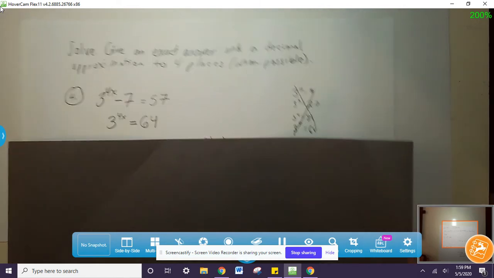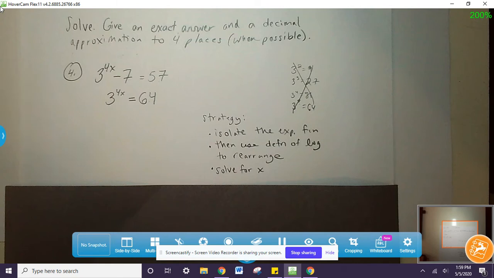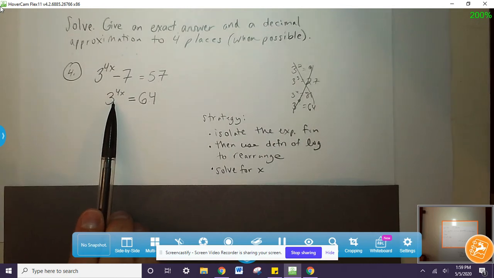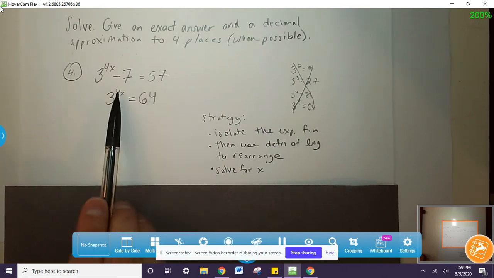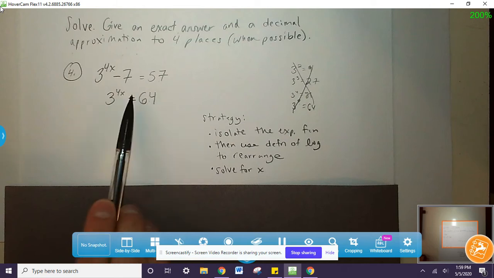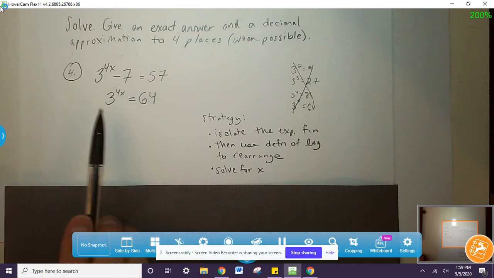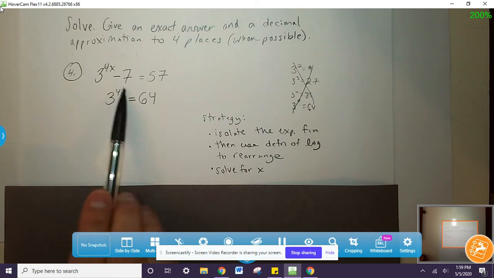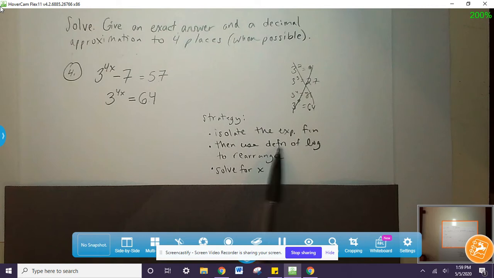So here's the strategy. Once you've isolated the exponential function, so this is an exponential function. Once you get that all by itself, see, I can't move anything else away from it. I can't move 4 to the other side by dividing because 4 is trapped up in the exponent. And I can't move 3 to the other side because 3 is the base. So I've gotten the exponential as alone as it can be. Then what we're going to use is the definition of the log to rearrange.